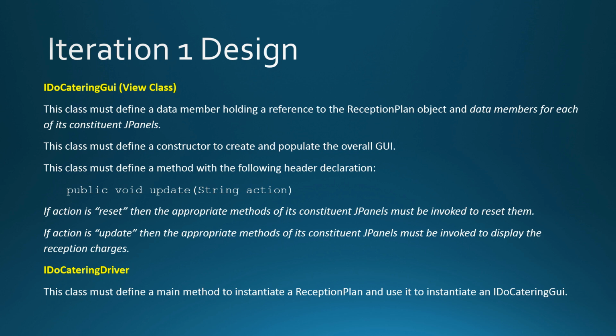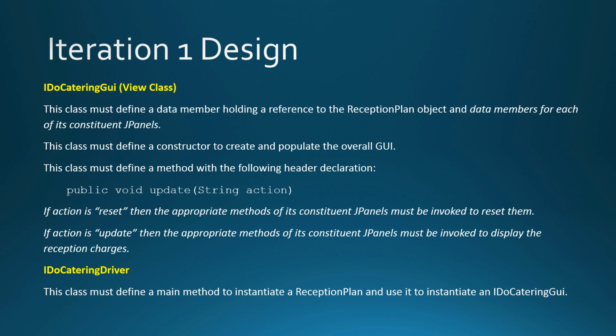The parameter action could have the value reset. And if it has the value reset, then it's going to invoke an appropriate method of each of the constituent J panels. So it's going to have to reset the guest panel. It's going to have to reset the reception packages panel. It's going to have to reset the reception options panel. It's going to have to reset the reception charges panel.